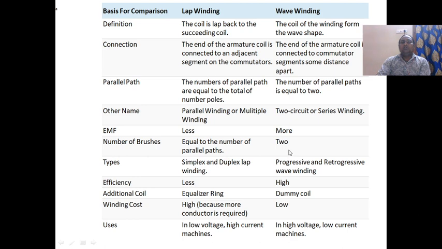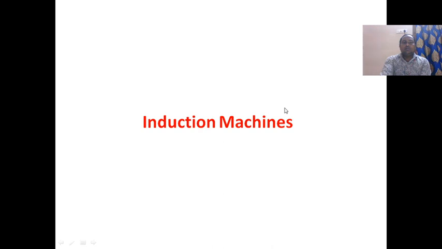In wave winding there are only 2 brushes. The types are simplex and duplex for lap winding, and progressive and retrogressive for wave winding. Efficiency is less in lap winding and high in wave winding. Equalizer rings are used in lap winding, and dummy coils are used in wave winding. Winding cost is high in lap winding and low in wave winding. Lap winding is used for low voltage, high current applications, and wave winding for high voltage, low current applications. Okay, thank you.